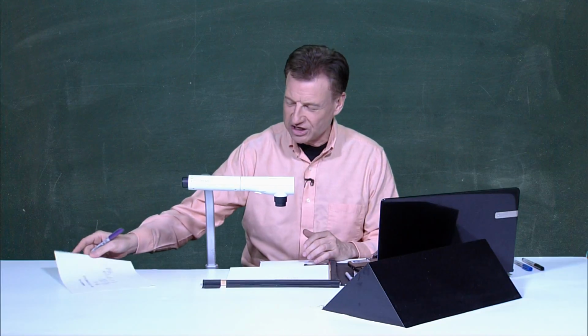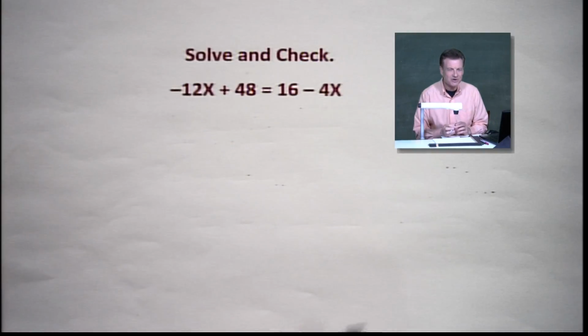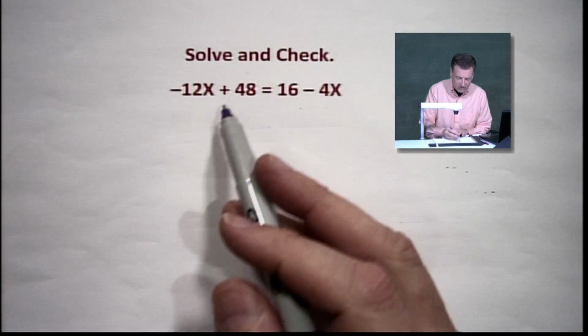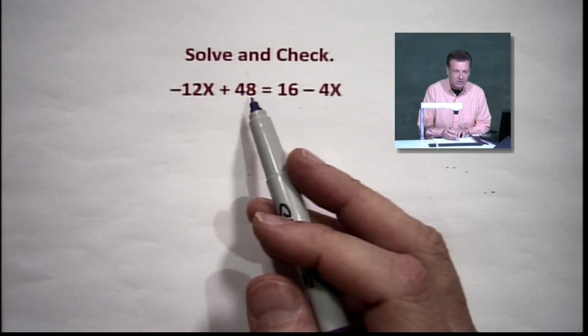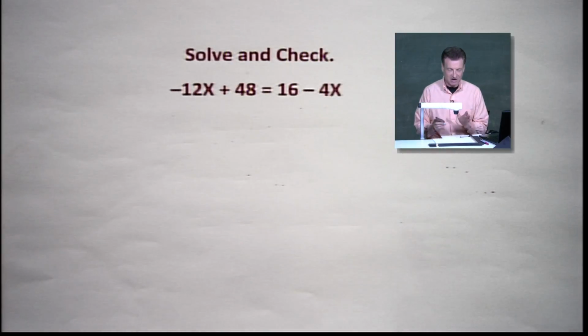It says it's going to be random today, so who knows what's going to pop up next. Let's see what we've got, folks. We've got a little equation. It says solve and check. And we are going to do just that. It says negative 12x plus 48 equals 16 minus 4x. Go ahead and write that down at home. All right, we've got x's on both sides. Would be nice to get that x to the left or x to the right. I'm going to take it to the left, all right?